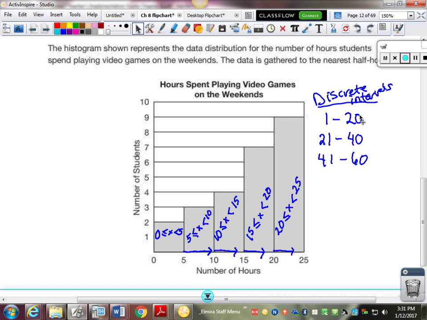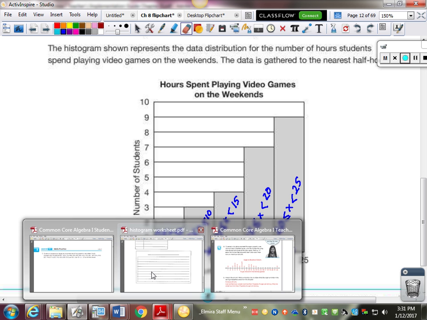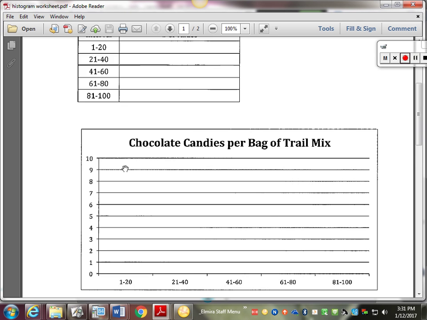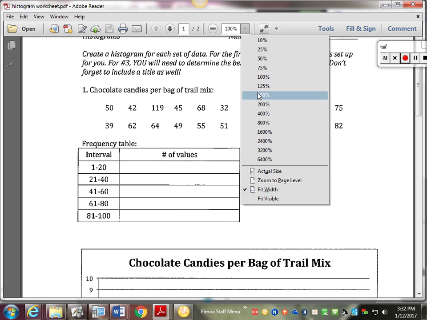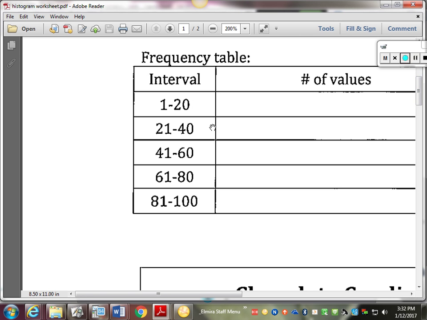Alright, discrete intervals. On a previous page here, discrete intervals look like this. They have the dash in between them. Sorry, I can't talk and compute at the same time here, so I'm sorry for all the pauses. But we've got 1-20, 21-40, 41-60. So the dash system of writing an interval is great for discrete data.